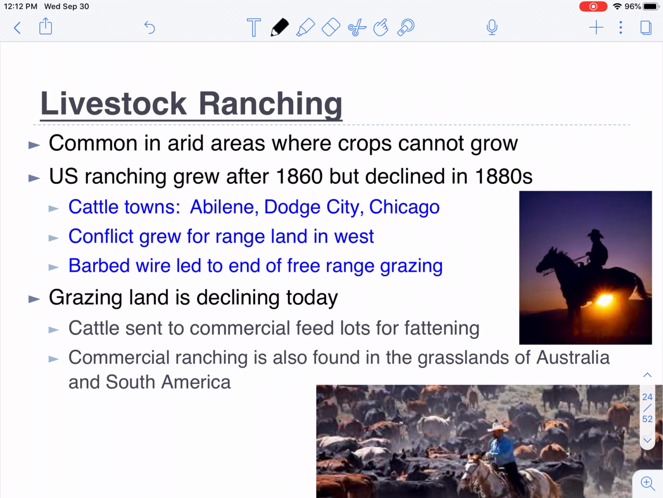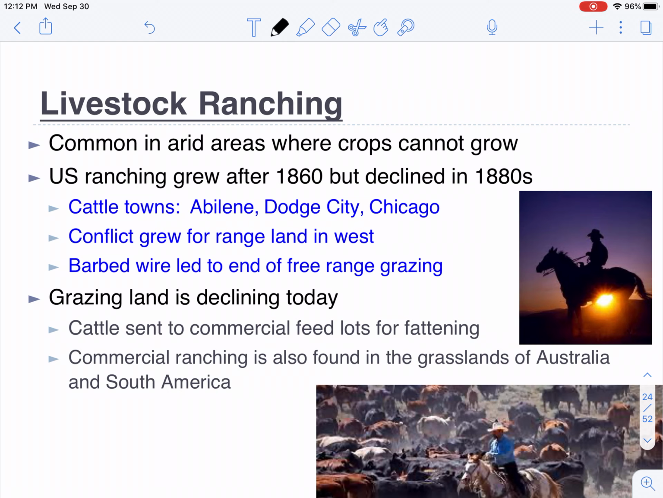And what popped up were cattle towns in Kansas like Abilene and Dodge City. Chicago became a distribution center and processing center for a lot of the cattle that was raised out west. They were able to use railroads and bring the cattle back in for processing there.